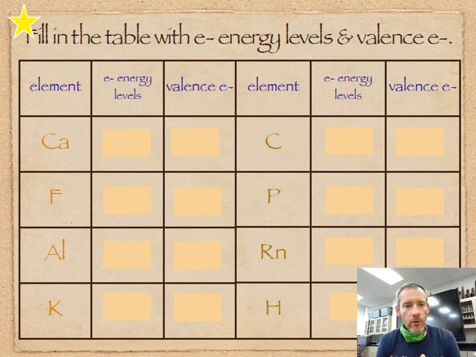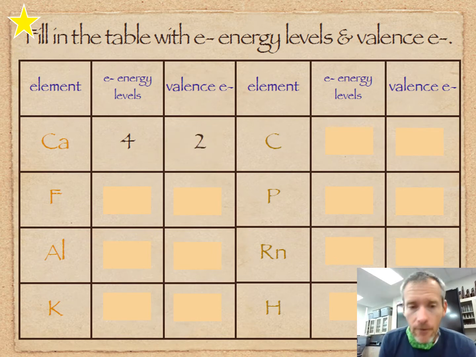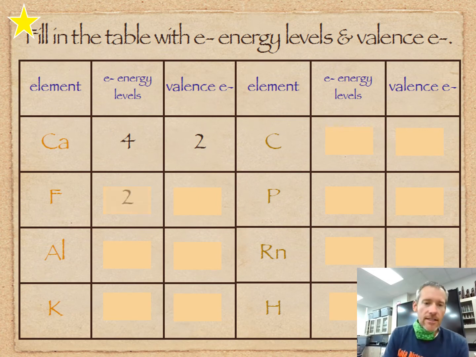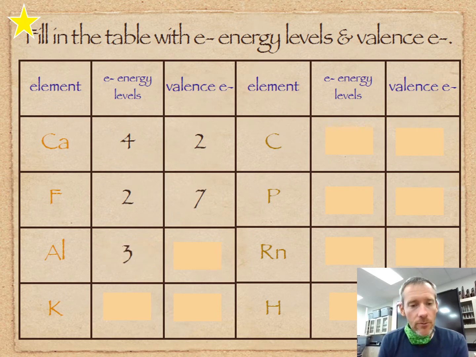So quickly, a review of energy levels and valence electrons. Calcium is in the 4th energy level because it's in the 4th period, and the valence electrons are the group number, which is the 2nd column, so it has 2 valence electrons. So you quickly go through here. Fluorine is in the 2nd energy level and has 7 valence electrons in group 7. Aluminum is in the 3rd energy level and 3rd group. Potassium is in the 4th energy level next to calcium, but it's in group 1, same as hydrogen and lithium.